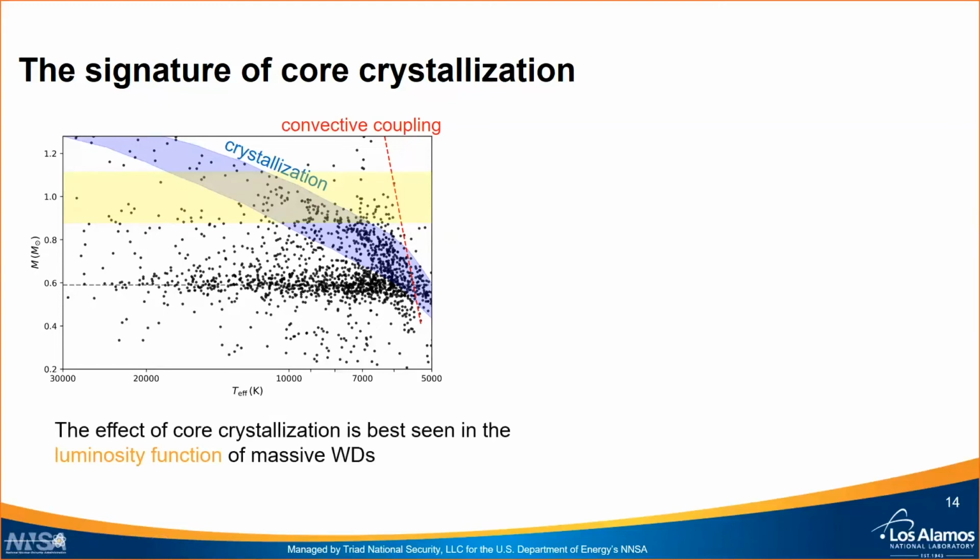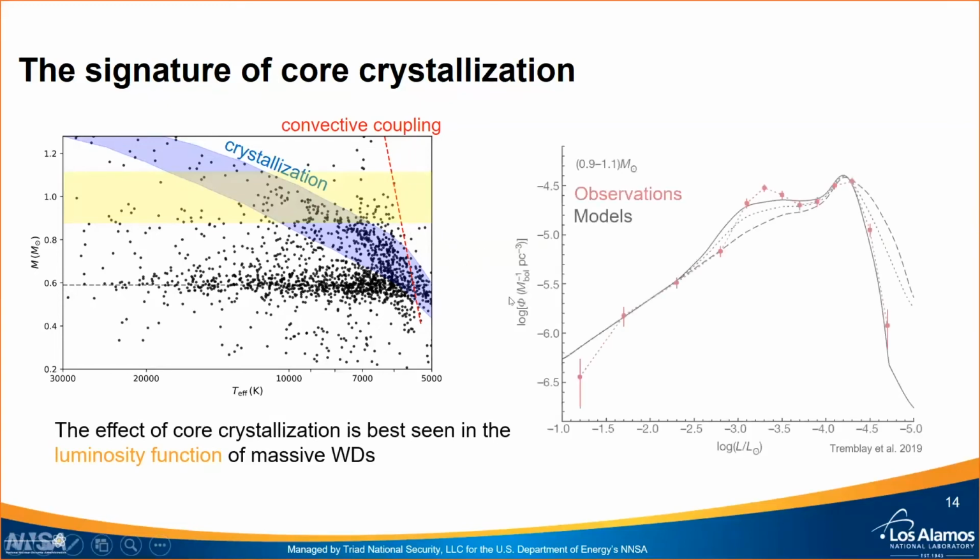So the way astronomers like to look at this kind of thing is by plotting a luminosity function, which really should be called a luminosity distribution. So what we're seeing here is simply what is the abundance of white dwarfs for different luminosity bins.